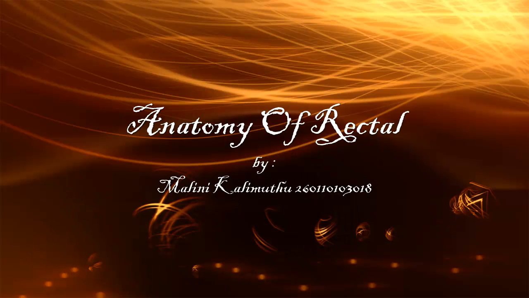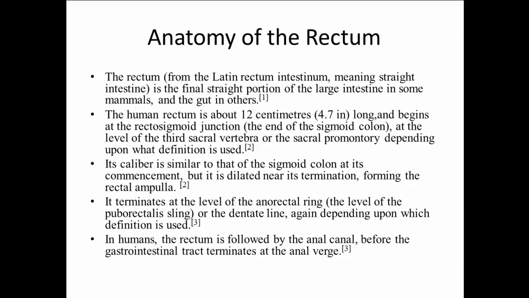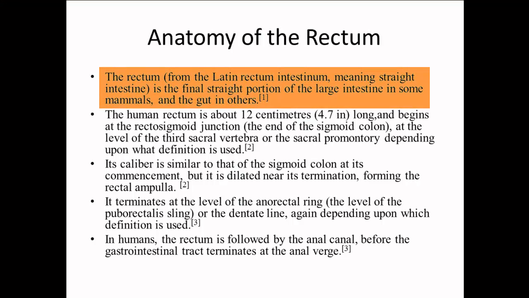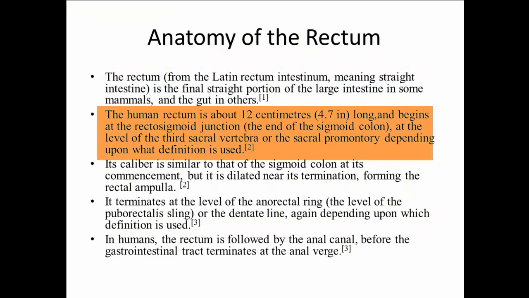Today I'm going to present on anatomy of the rectum. The rectum is the final straight portion of the large intestine in some mammals and the gut in others. The human rectum is about 12 cm long and begins at the rectosigmoid junction at the level of the third sacral vertebrae or the sacral promontory, depending upon what definition is used.